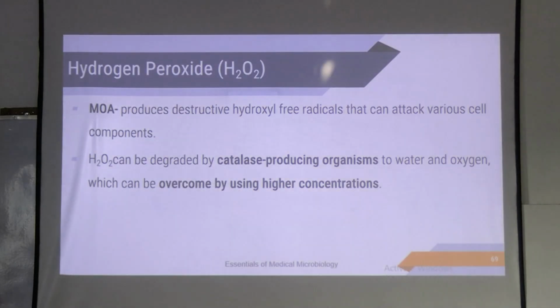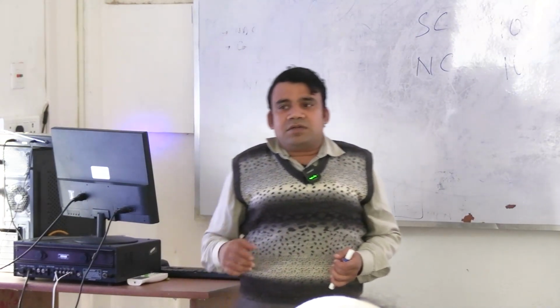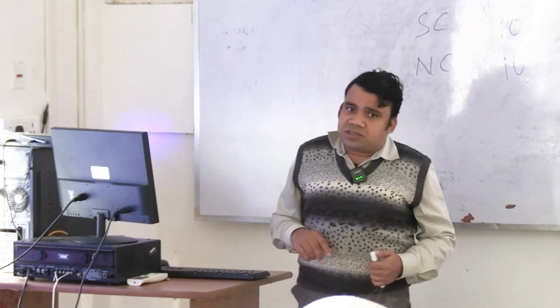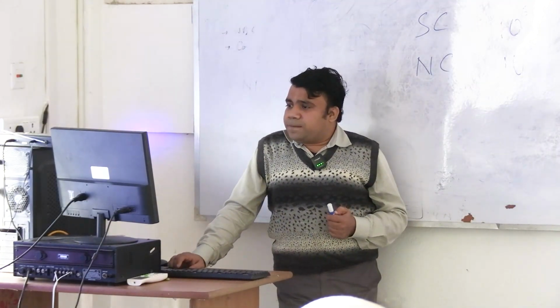Next is peracetic acid and hydrogen peroxide. One important part of hydrogen peroxide: what is hydrogen peroxide? H2O2. What happens is, it degrades into water and nascent oxygen. The nascent oxygen attacks the molecules, causing lysis of the organisms.